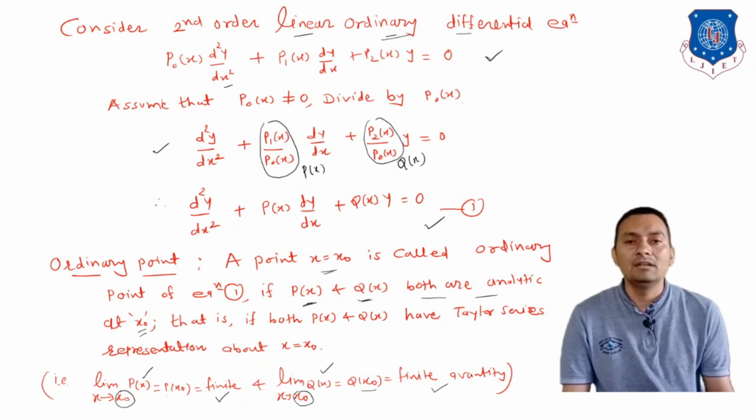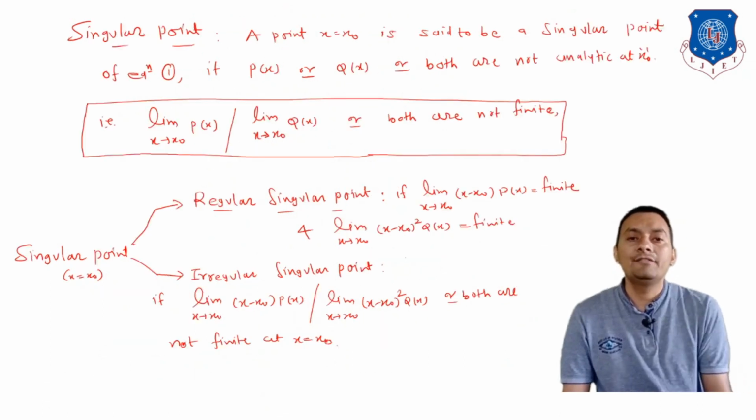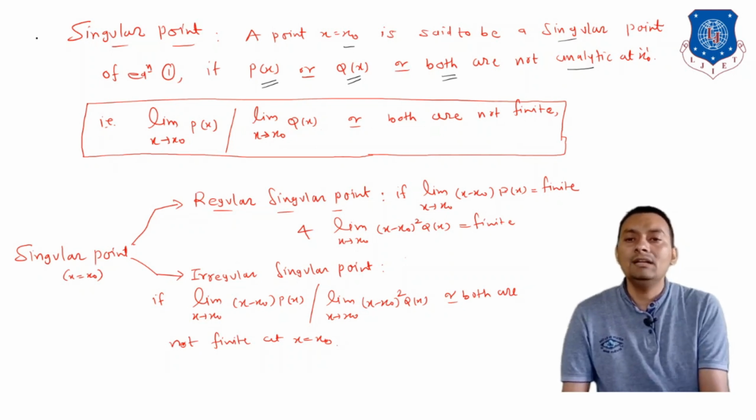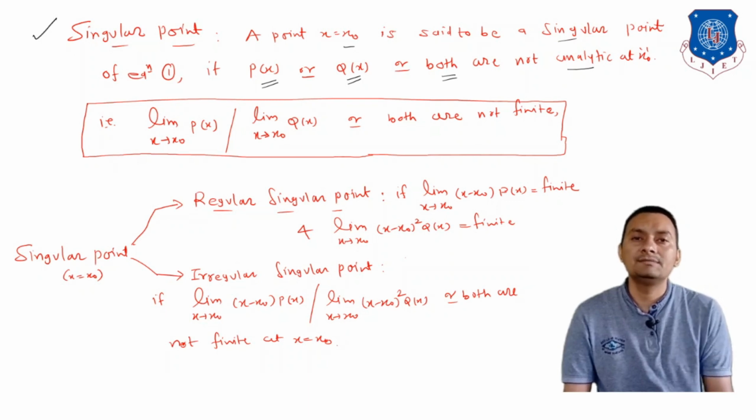If one of them is not, then x is equal to x0 is said to be a singular point. That means if one of them, P of x or Q of x, or both are not analytic at x0, that means they are not satisfying the finite quantity condition, like the limit as x tends to x0 of P of x or the limit as x tends to x0 of Q of x, or both are not finite, then the point will be what? Singular point. Now the thing is that there are two types of singularity.